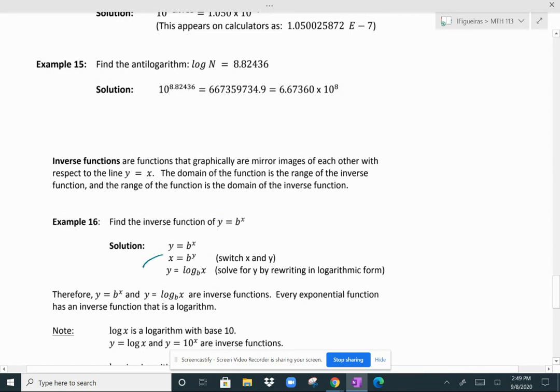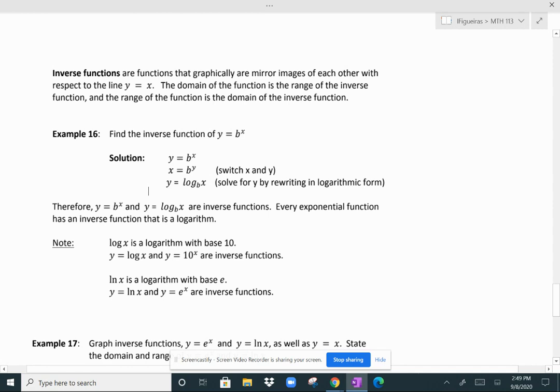To rewrite this as a logarithmic function, it will be y equals log base b of x. So y equals b to the x and y equals log base b of x are inverses of each other. Every exponential function has an inverse function that's a logarithmic function. And so when you have a common log, remember common log means base 10, then the inverse will be y equals 10 to the x.